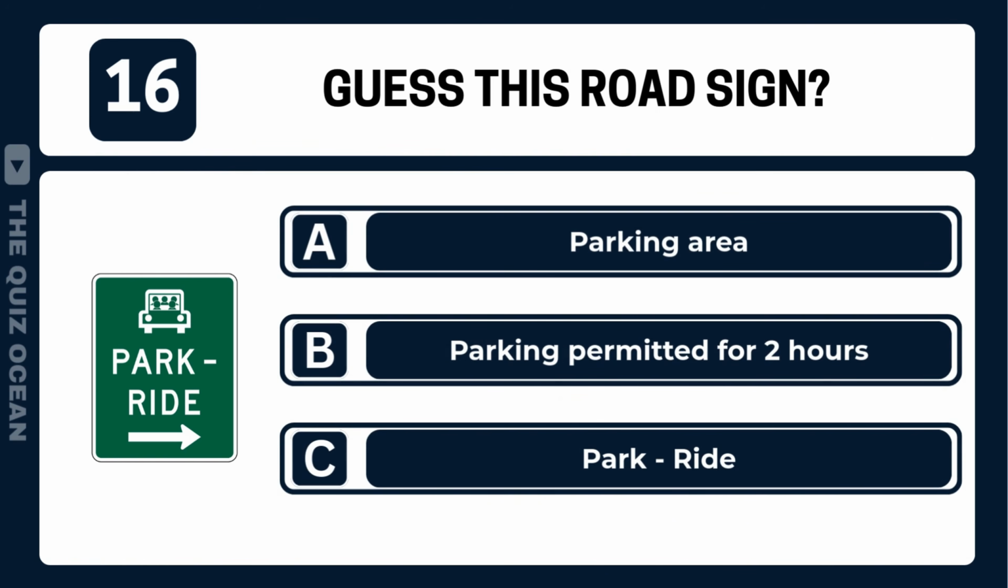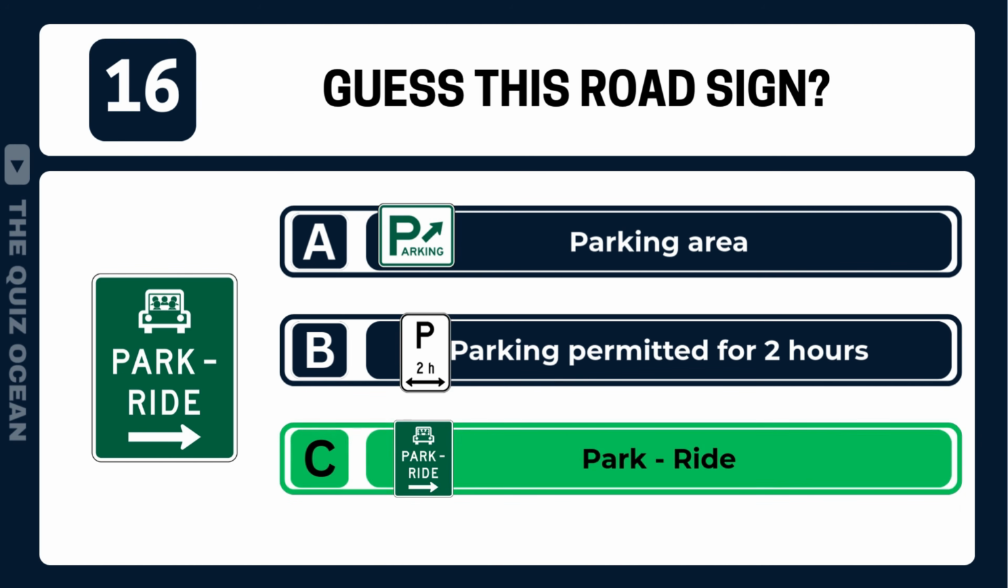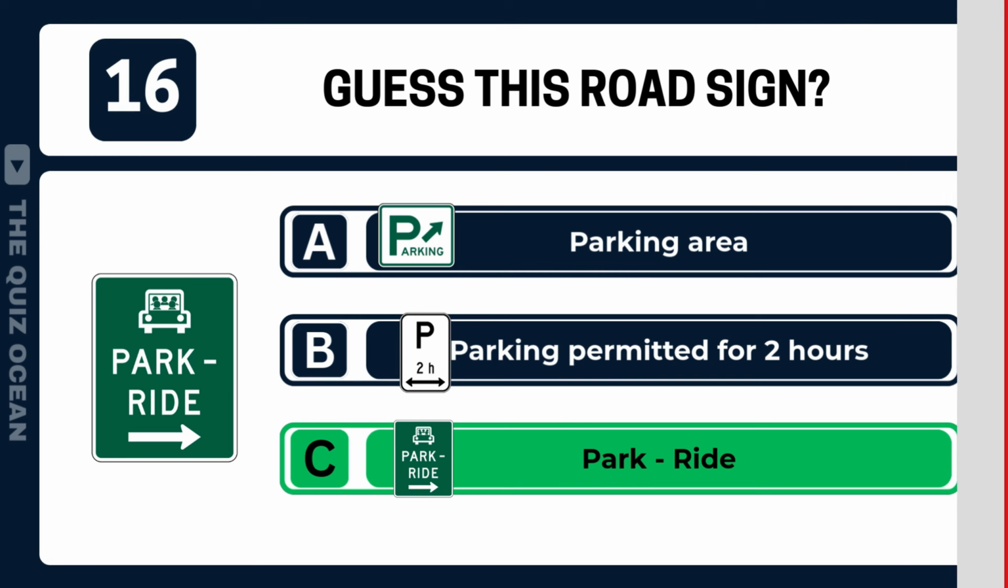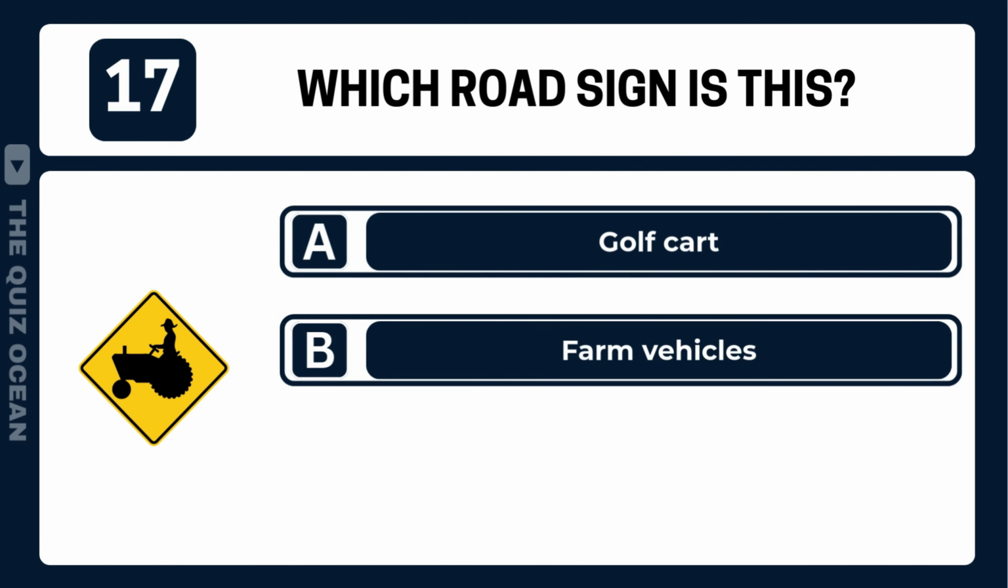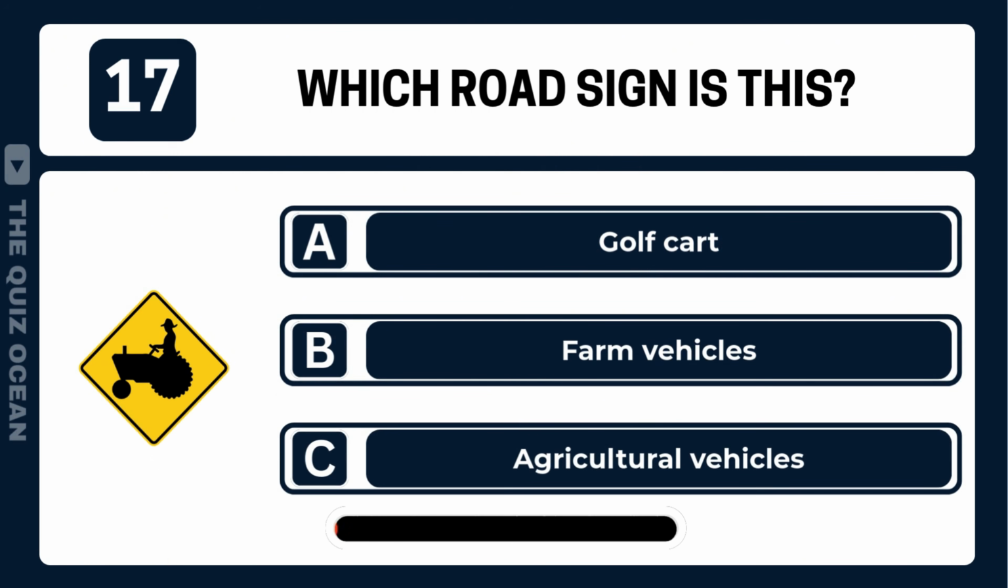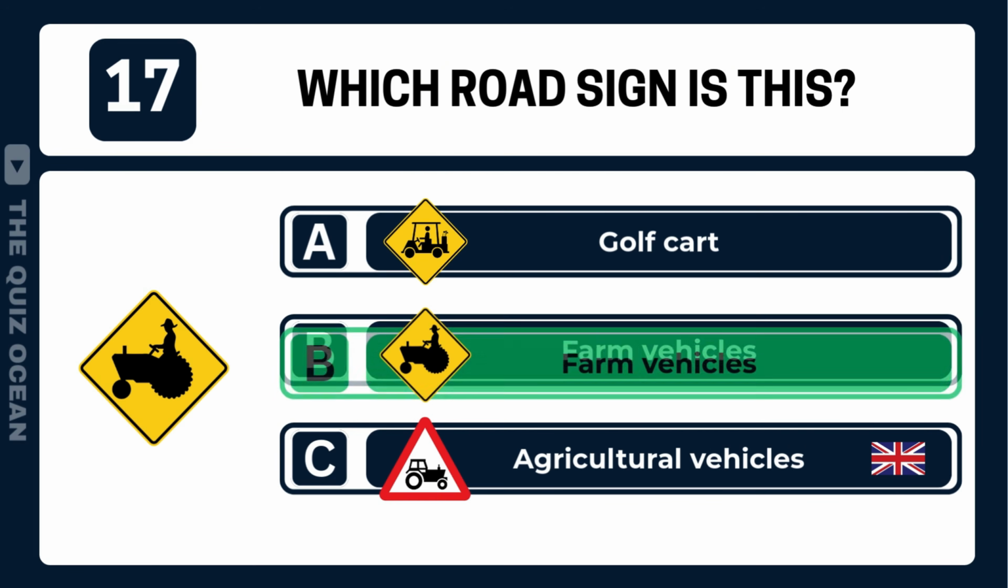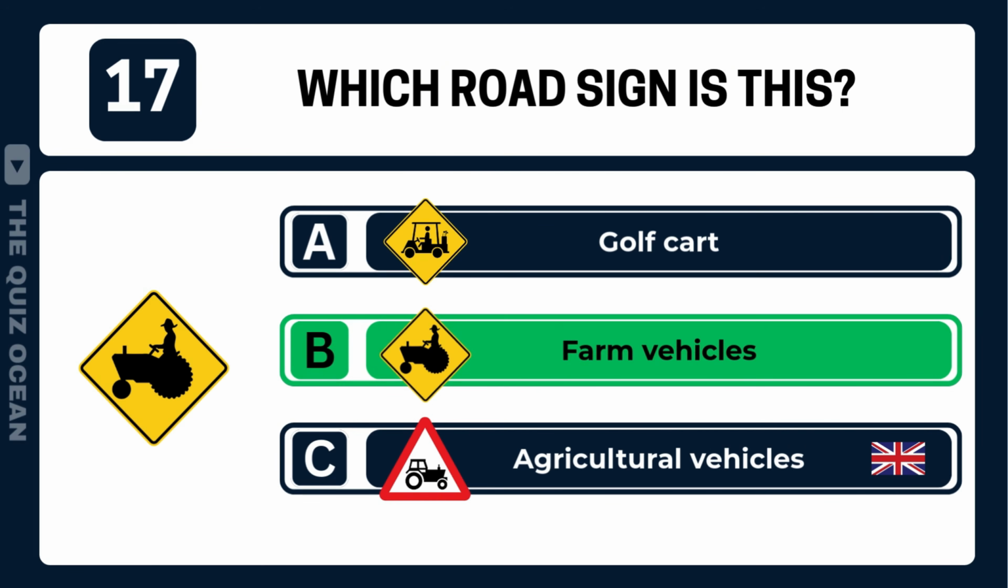Question 16. Guess this road sign. The answer is C. Park, ride. Question 17. Which road sign is this? The answer is B. Farm vehicles.